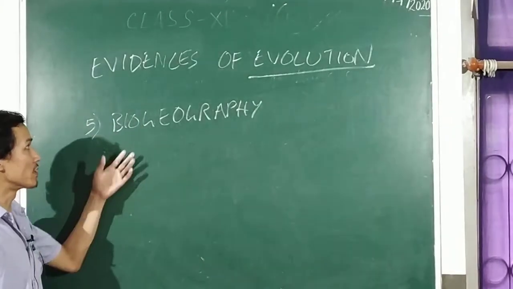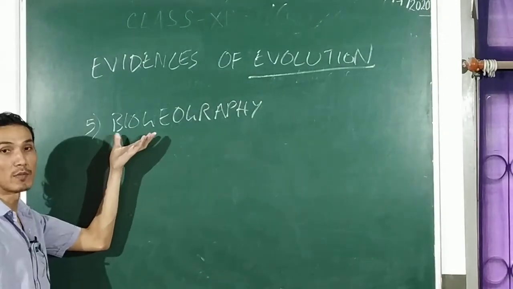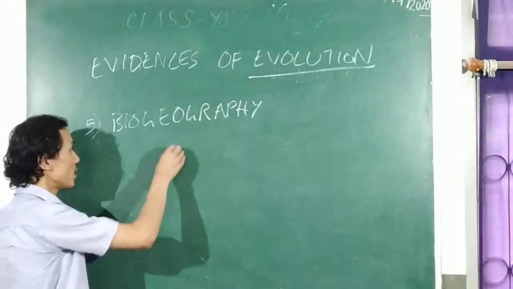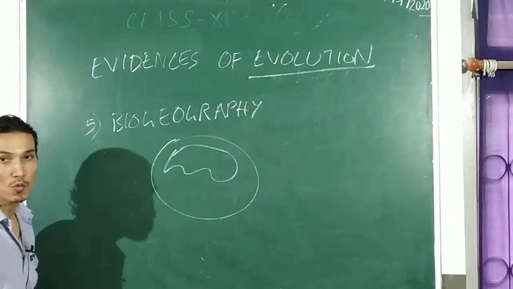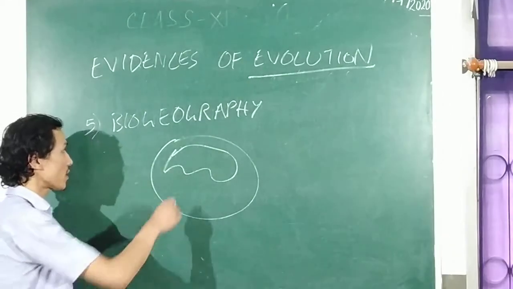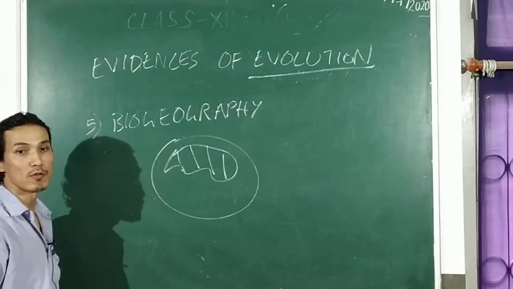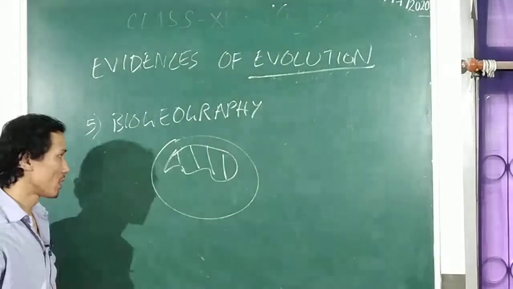The last evidence is from biogeography. Earlier I told you biogeography means the distribution of animals and plants. So when we talk about biogeography, we have to remember that previously there was only one land mass. This land mass broke up into several pieces leading to the various continents that you see in the present day Earth.